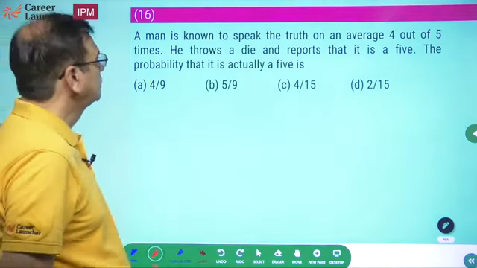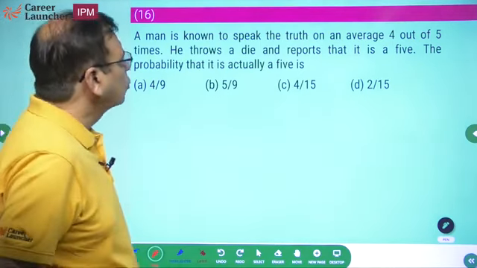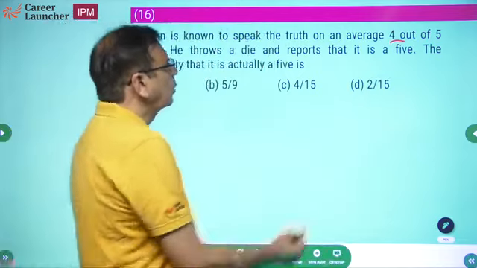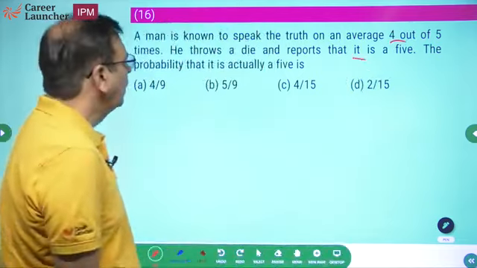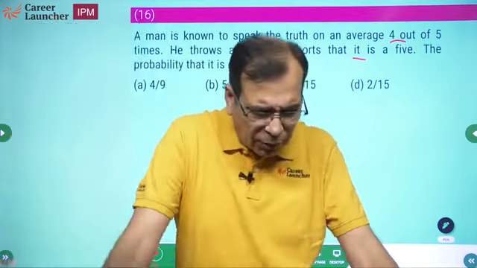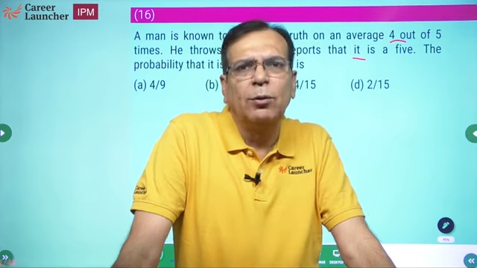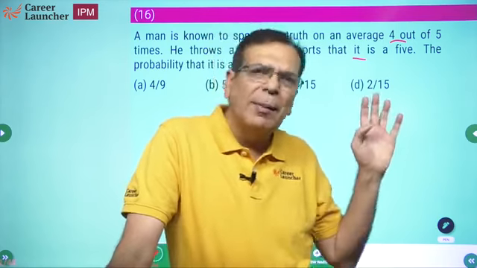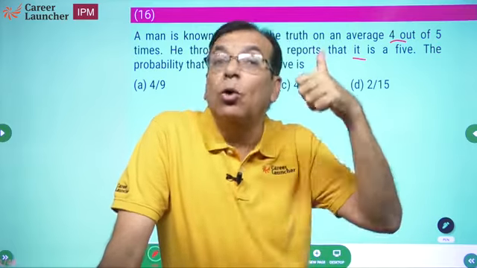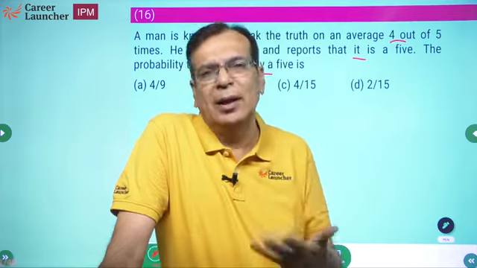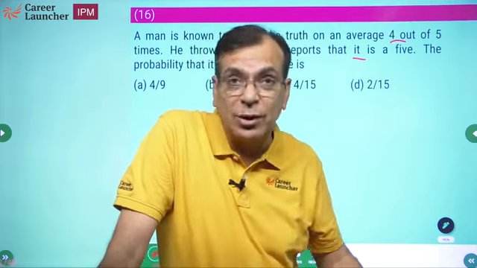Question 16th. A man is known to speak the truth 4 out of 5 times on average. He throws a dice and reports it is a 5. What is the probability it is actually a 5? Round 2. Why round 2? क्योंकि मुझे मालूम है most of you will struggle if you look at a question of probability, and this is Bayes' theorem which is effectively coming, and there will be cases. If you know how to solve it, it's a round 1 question. If you are comfortable with probability, it's a round 1 question. If not, it's a round 2 question, or you should leave that question completely.